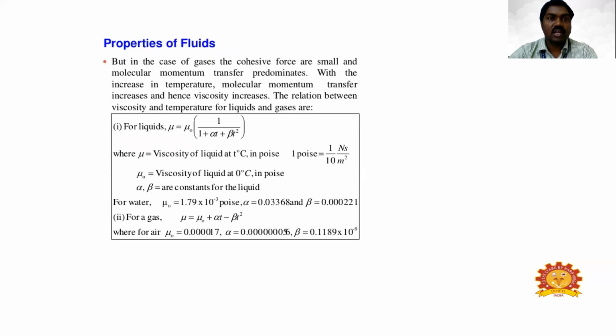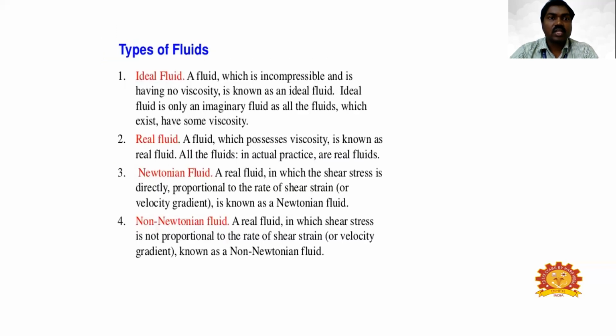It is a mathematical equation. So those equations is mu naught at 1 plus beta square. So we have types of fluids here, the four types of fluids: ideal, real, Newton, and non-Newton fluids.